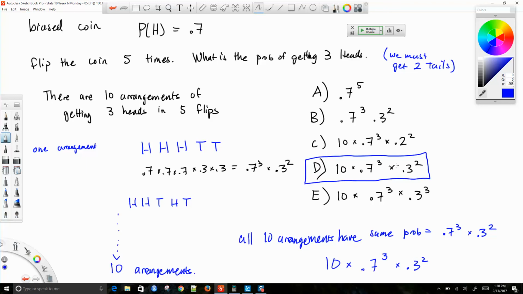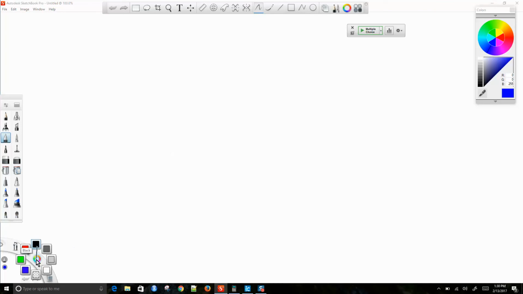All right, so how do I know that there are 10 arrangements of getting 3 heads in 5 flips? How do we figure out the number of arrangements? Well, the number of arrangements is going to be determined by this thing called n choose k, or n choose x.